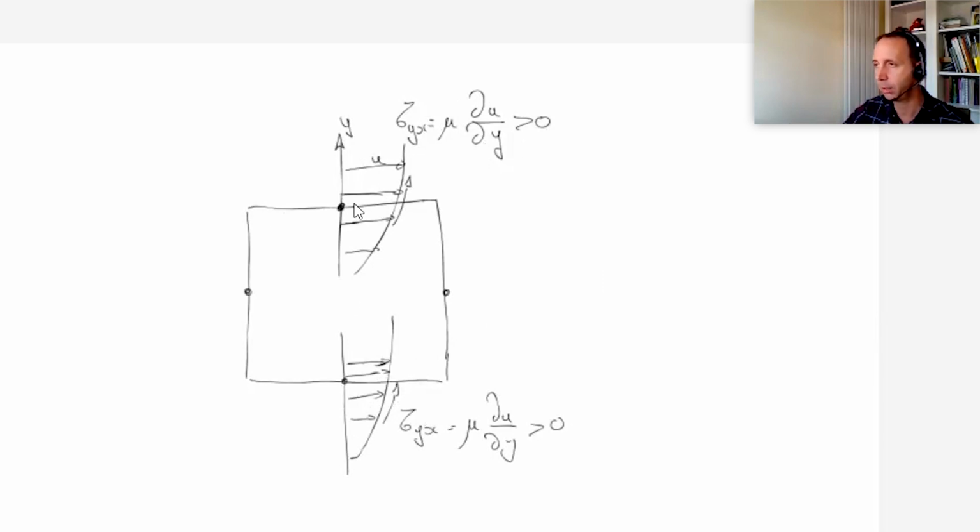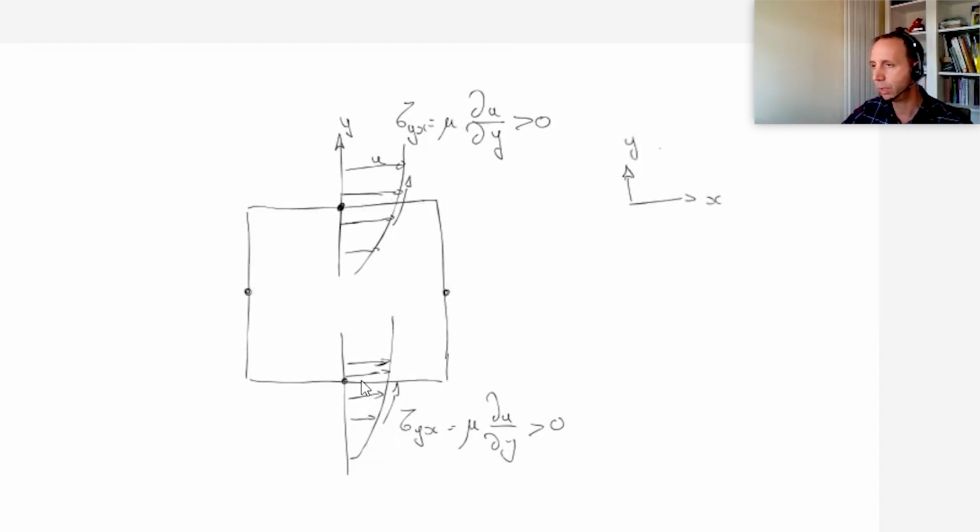If you look at this, think about it. If you're right there on that face and you want to know the force felt by the fluid inside the control volume due to that shear stress here, you have a higher velocity above than below. It means the fluid above is pulling on the fluid inside the control volume to the right. So we should really have a shear stress which points in the direction of increasing x in this case.